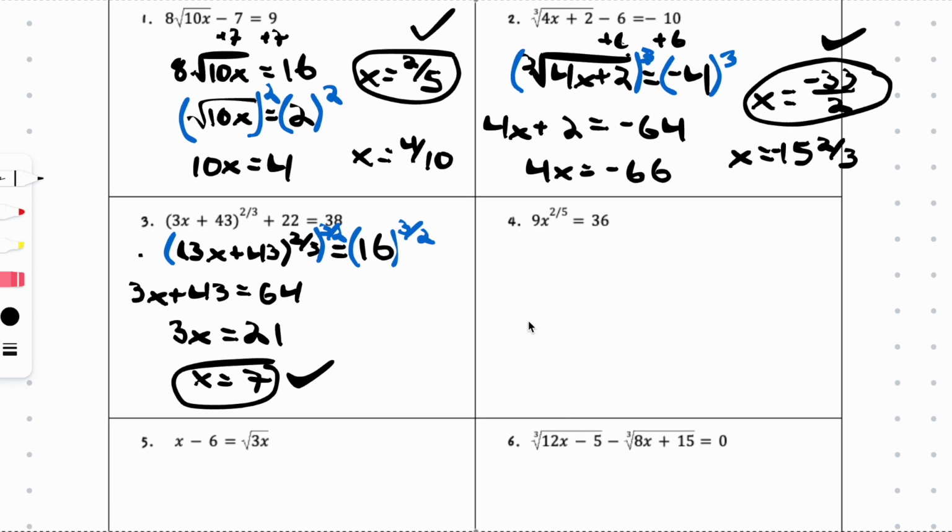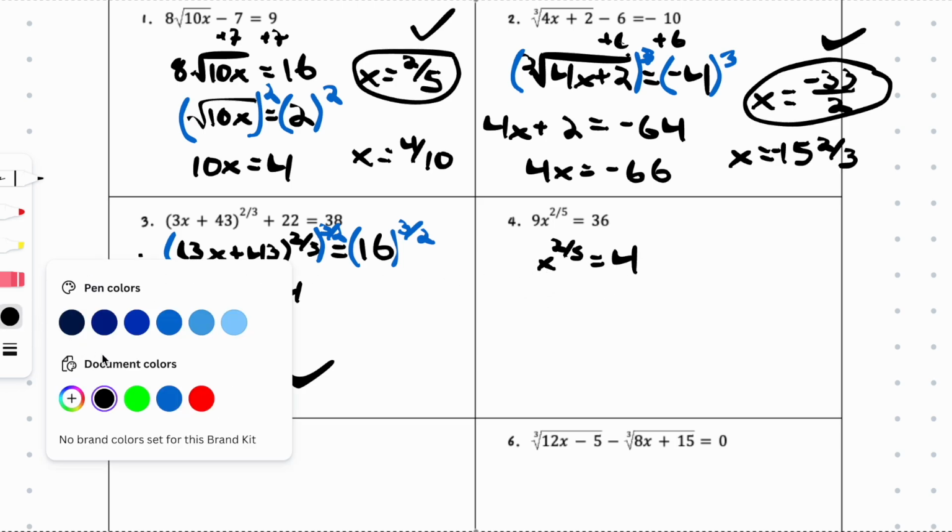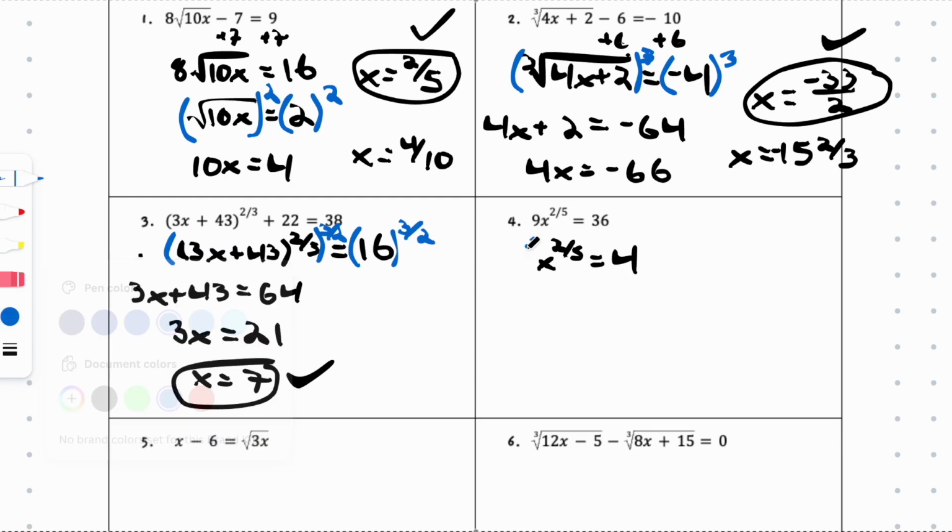Okay, so let's now work on number 4. We want to isolate this rational exponent, so we first have to divide by 9. We get x to the 2/5 equals 36 divided by 9, which is 4. So now we want to raise to the reciprocal exponent, which in this case is going to be 5/2.